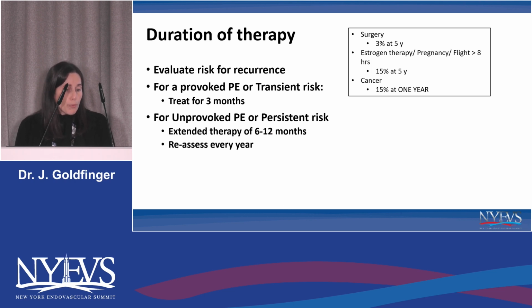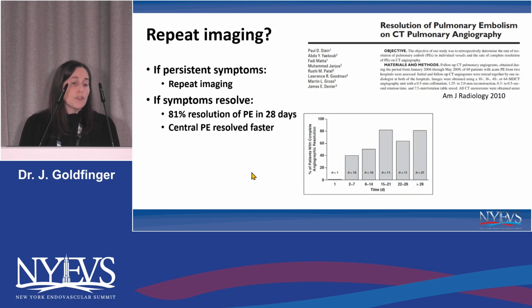For a PE that's unprovoked or there's a persistent risk, you would want to extend therapy for 6 to 12 months. And this gets into some of the ambiguity among providers of how you decide 6 months versus 12 months. The recommendation from the guidelines is you should be reassessing every year as opposed to just keeping people on anticoagulation indefinitely. So in terms of whether to repeat imaging, so if you see a PE, do you need to image again? If there's persistent symptoms, you would clinically because you're trying to see what happens.